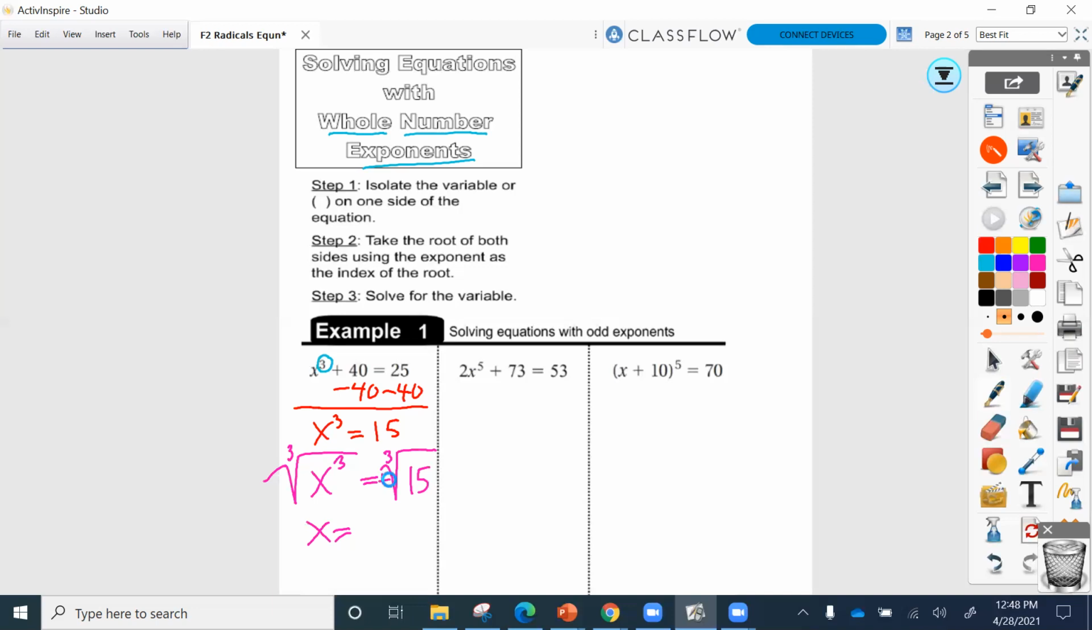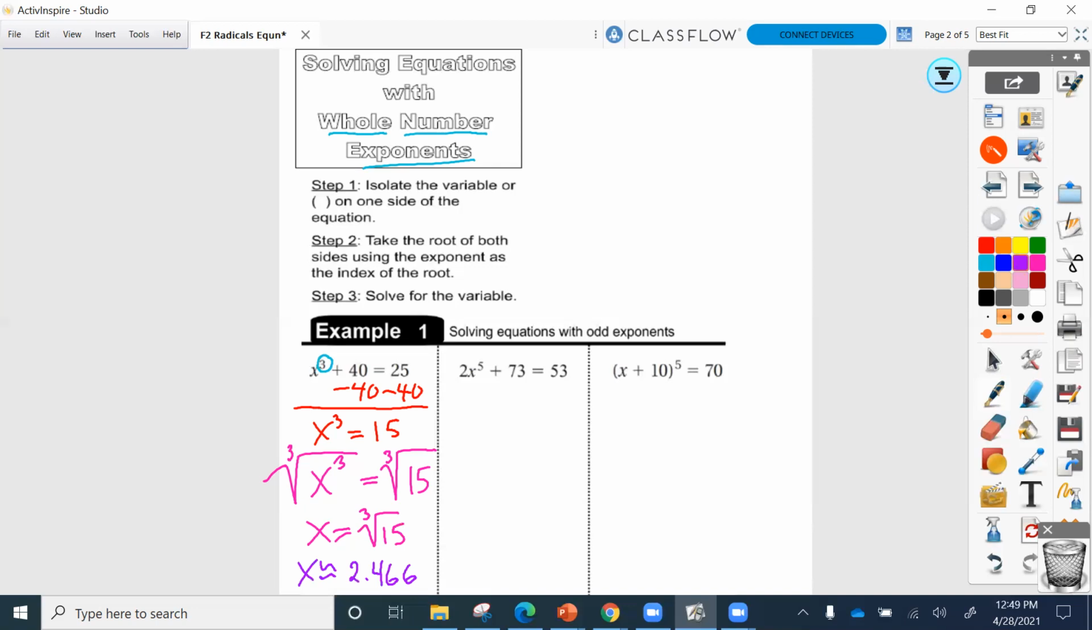Should be plus, no, that should not be plus or minus. So when you take the cube root of a positive number, you're just going to get that number. There's no plus or minus for any odd root. So x is equal to the cube root of 15, which is approximately equal to 2.466. I'm doing 3 decimal places.